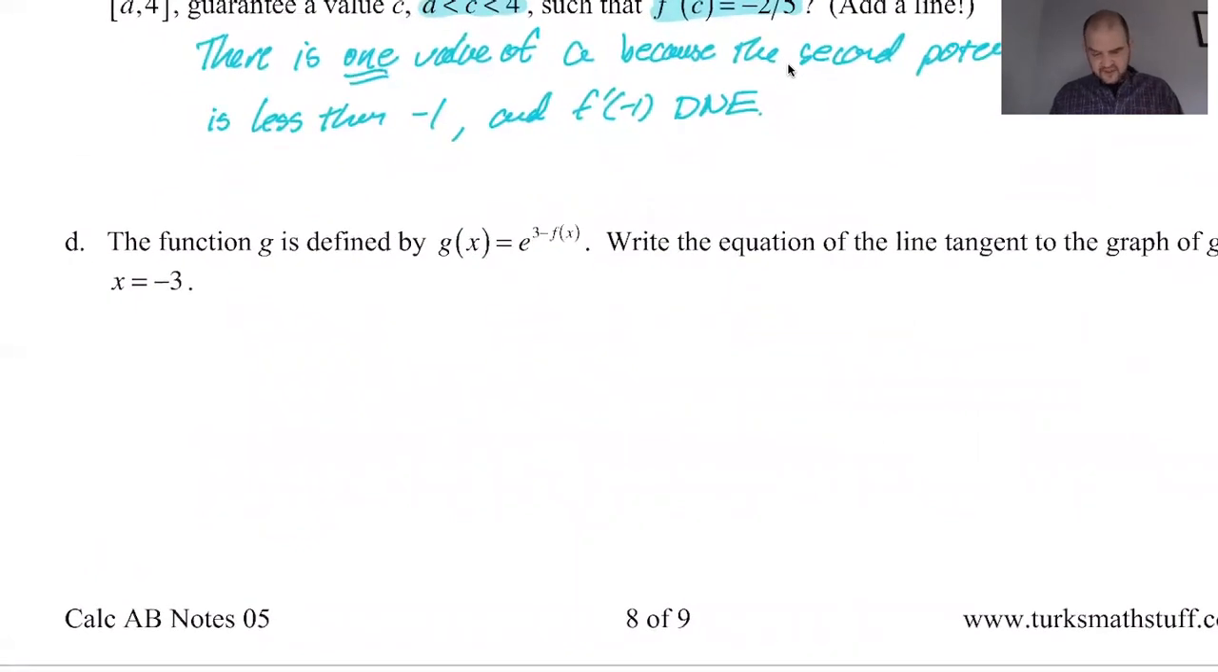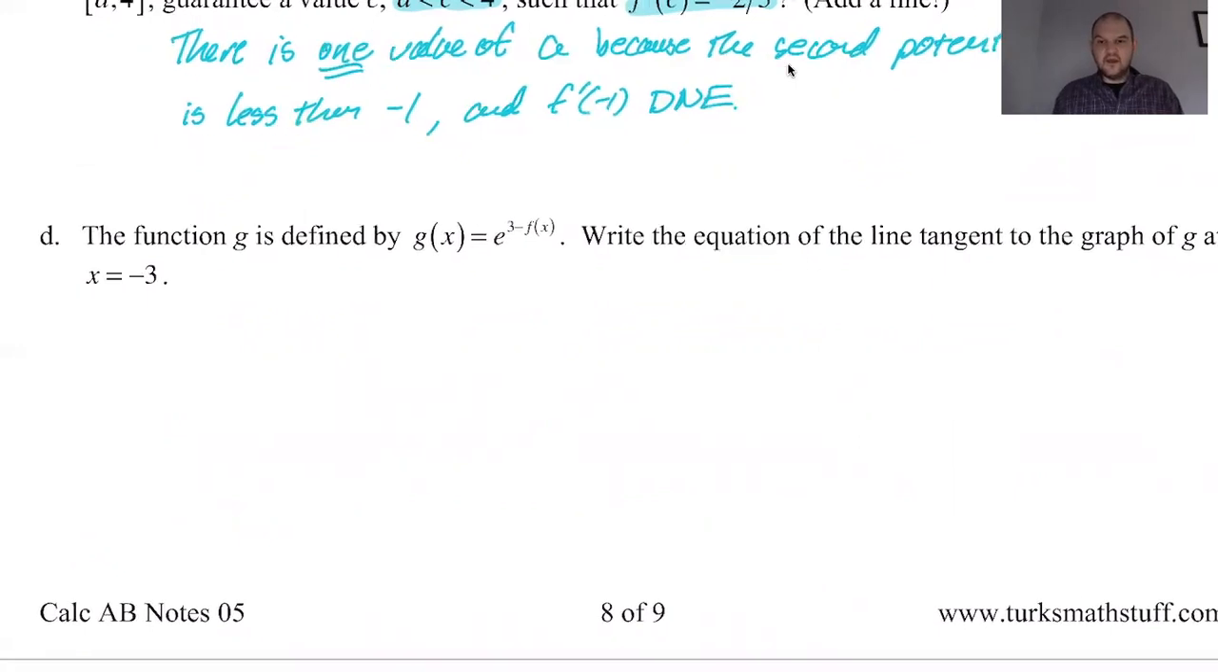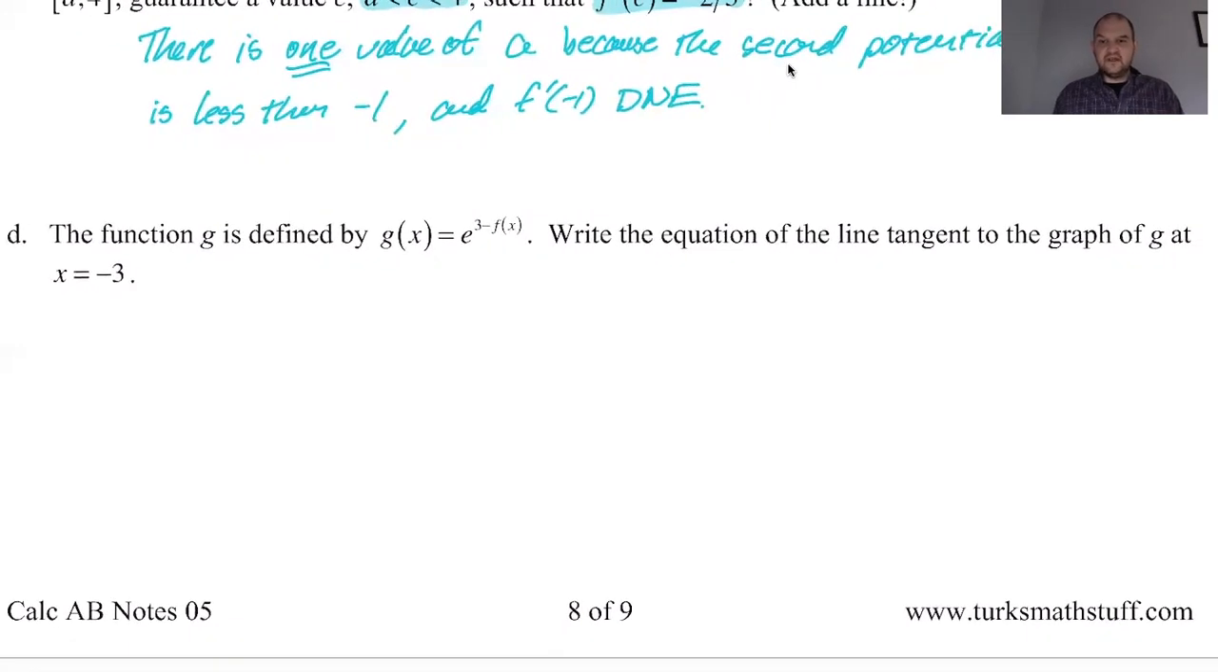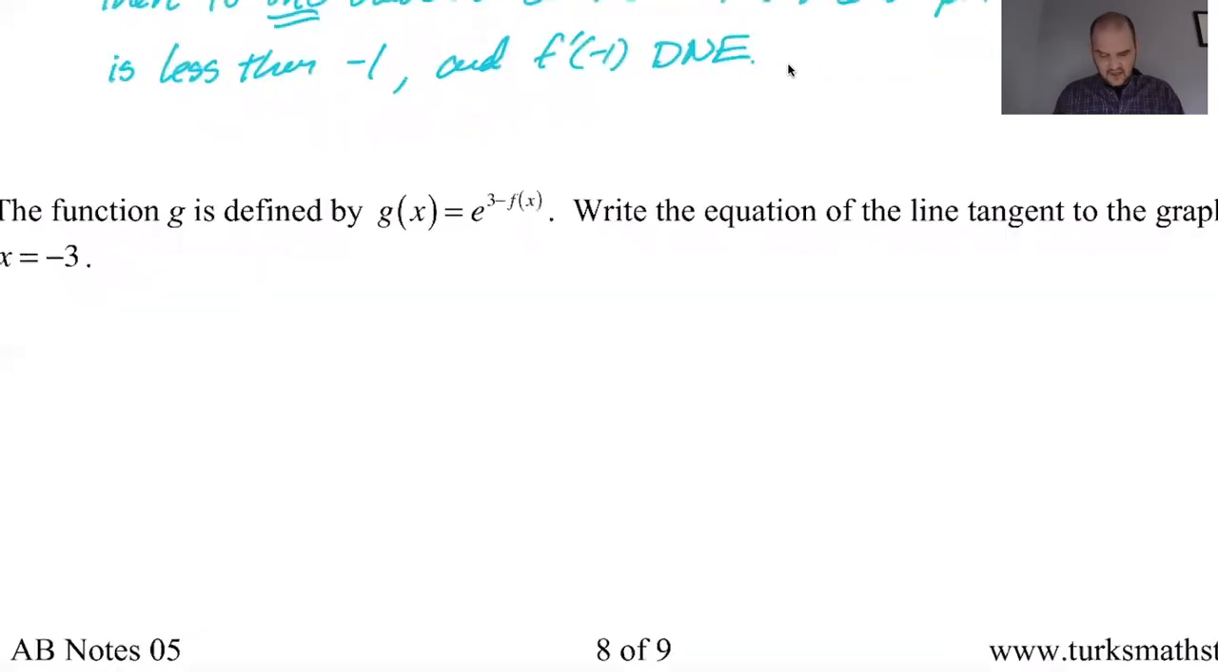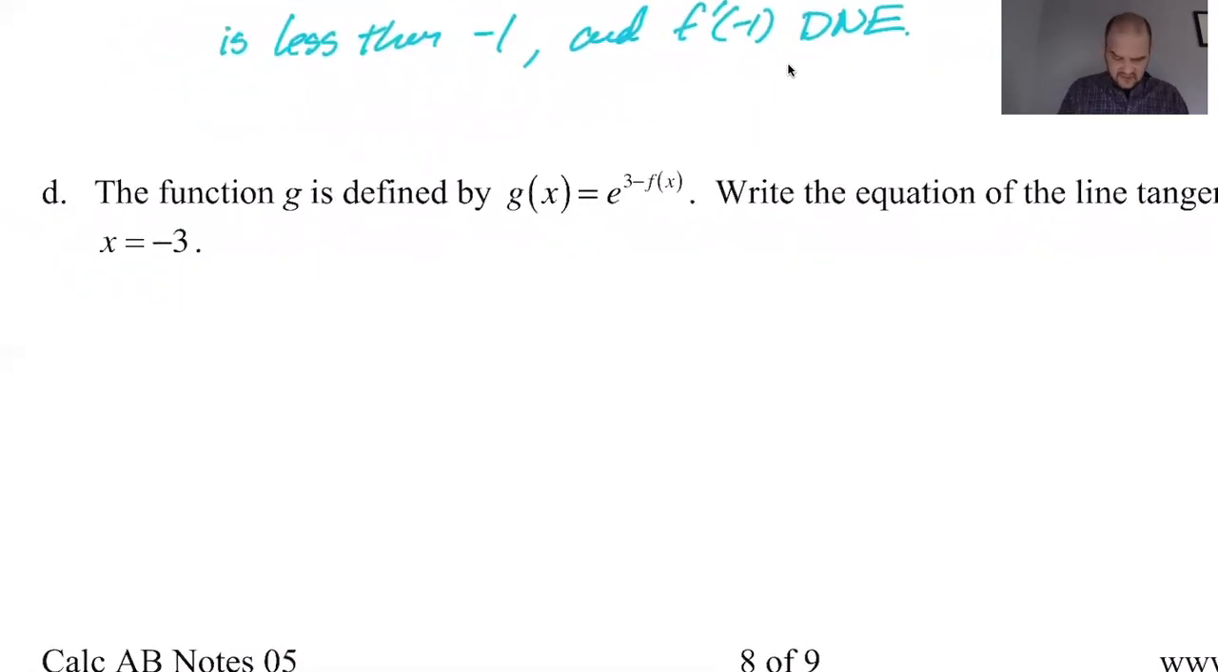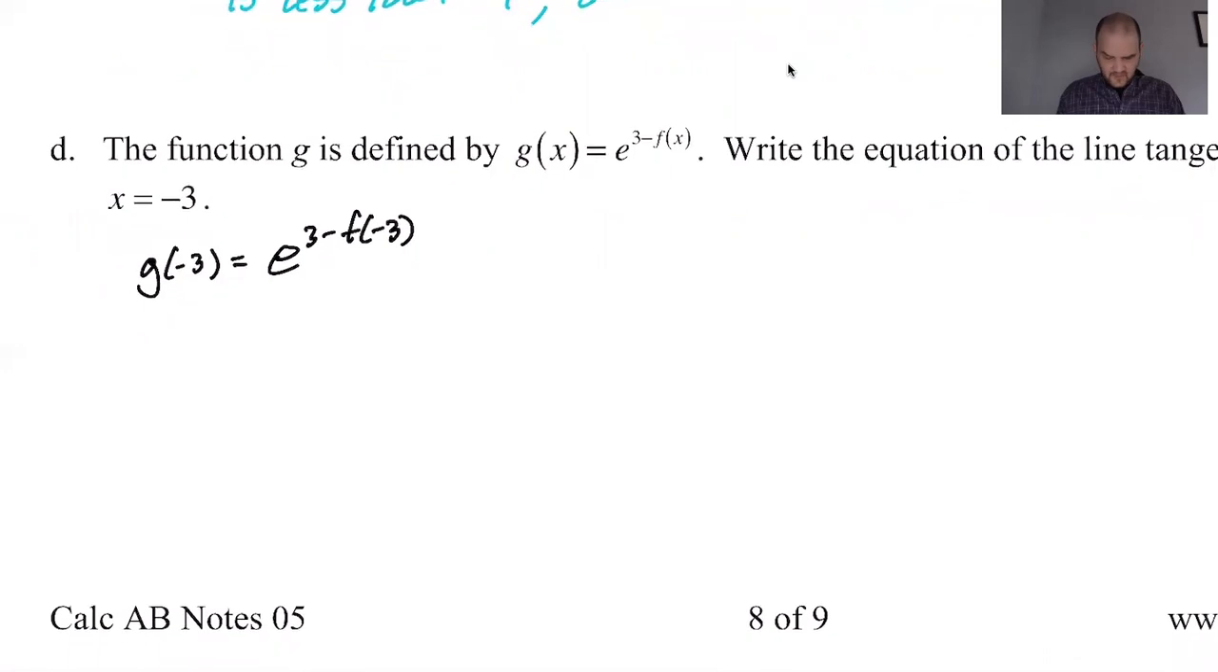The function g is defined by g of x equals e to the 3 minus f of x. Write the equation of the line tangent to the graph of g at x equals -3. So we're going to need to know two things. We need to know what g of -3 is. So g of -3 is e to the 3 minus f of -3, which we can probably get from the graph. So maybe let's do that.